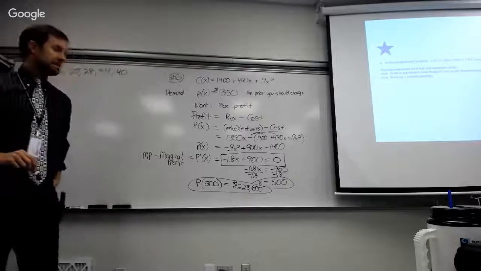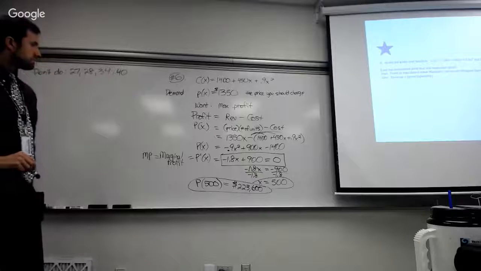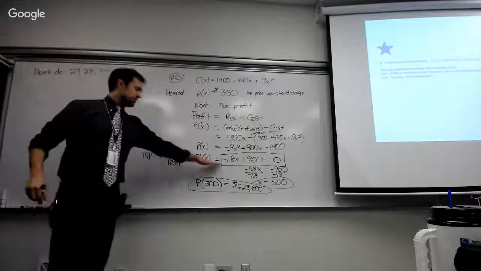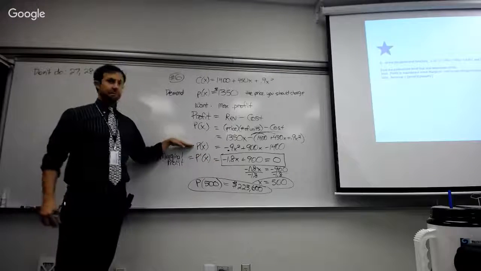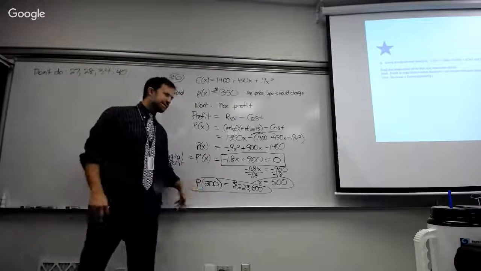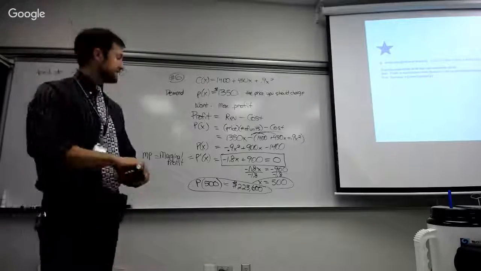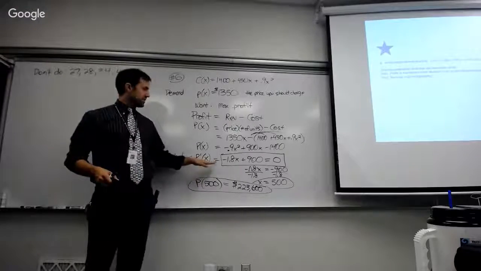Did you plug in the P of 500, not the derivative of it, right? No, not into the derivative of it. I typed it into the profit formula. If I did plug it into the derivative, what would I get? You can take a guess. If you plug 500 into the derivative, what would it equal?